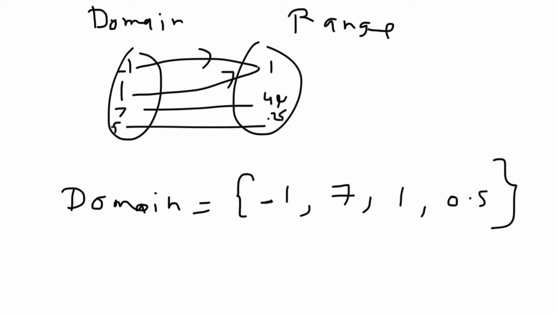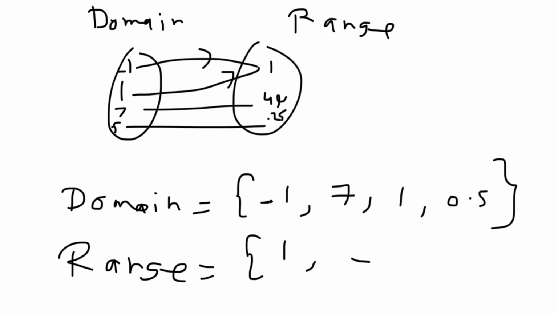That's the domain, and the range are the values on the other side, the other set, which are 1 and 49 and 0.25. Clear now? Any question about the domain and range so far? This is like the previous class. This is the domain, which is usually the values of x. Okay, and this is the range, which is the values of y.